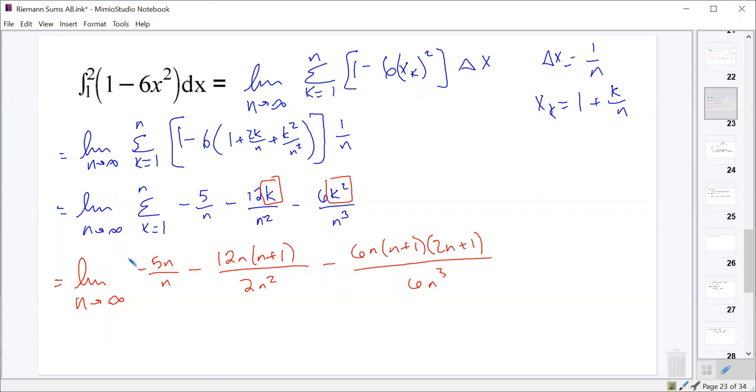Yeah. All right, and the limit of negative 5n over n as n goes towards infinity is negative 5. This one is 12n squared over 2n squared, so that's just minus 6. And then this one is a minus 12n cubed over 6n cubed, so minus 2. And you should end up with negative 13. Hopefully you all got that. That looks good or no?